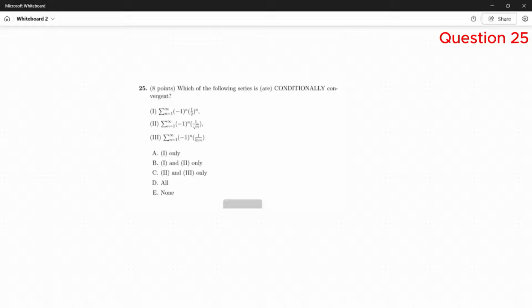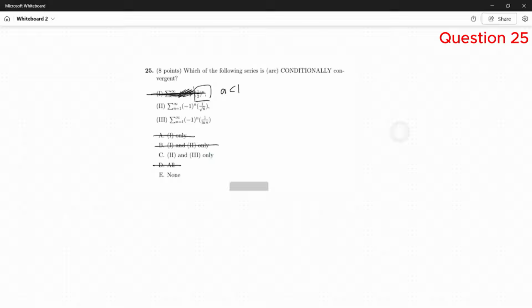Well, if we look at this one, if we pull out the alternator in front and we're just left with 1 over 2 to the n, we see that this represents a geometric series where the ratio is less than 1, which means that this series is a convergent geometric series, which means that it converges absolutely, and thus series 1 is not part of our possible answer choices, which means we can remove choice A, choice B, and choice D. Let's look at series 2 now.